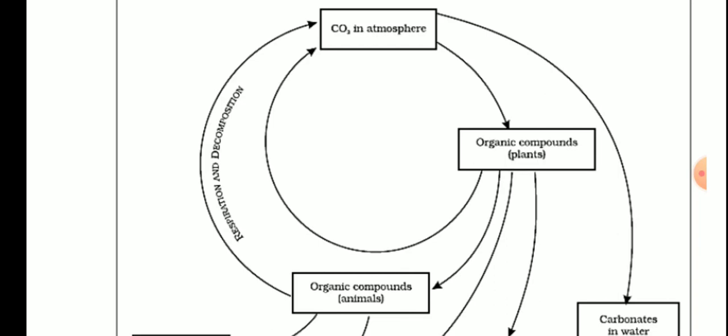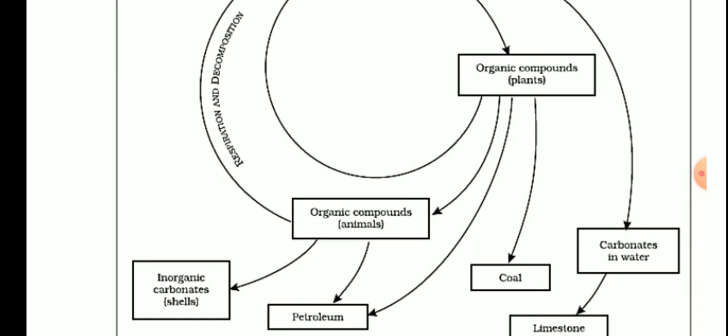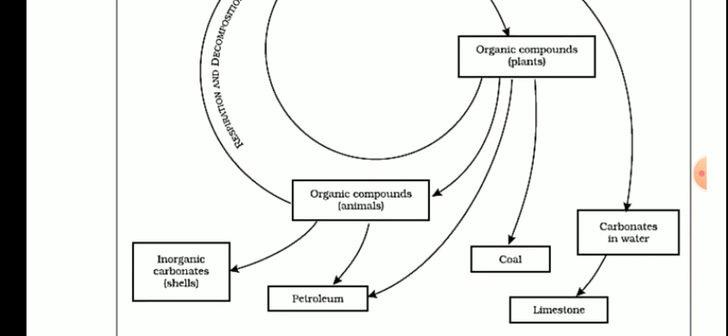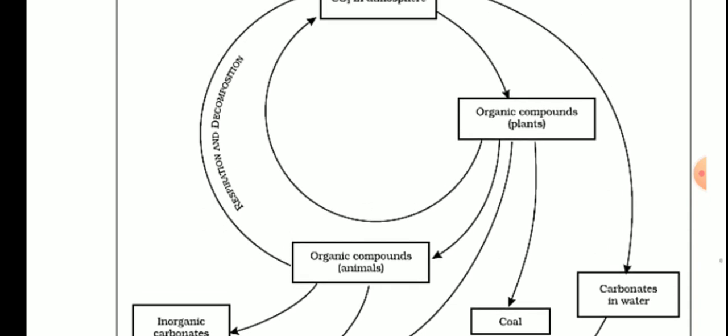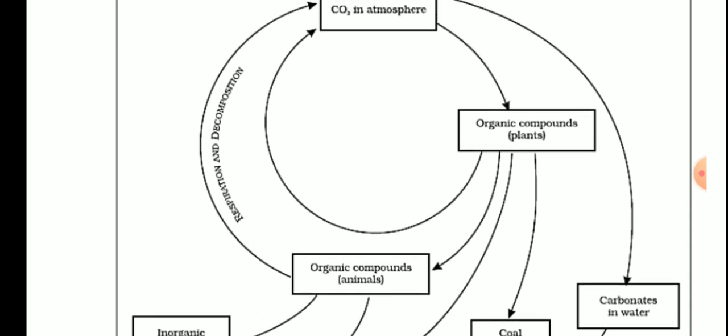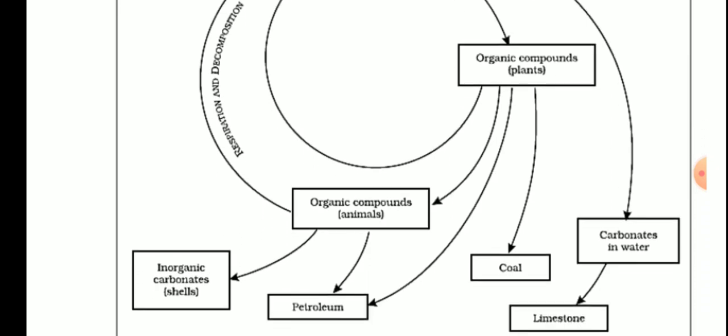Now the carbon dioxide in the atmosphere is consumed by the plants. First it is consumed by the plants, then from plants it transfers to the animals in the form of organic compounds. Sometimes the CO2 in the atmosphere directly forms carbonate in water. So there are two conditions: carbon dioxide in the atmosphere is first taken by the plants and then transferred from plants to the animals, and second, the carbon dioxide directly dissolves into the water and forms carbonates.